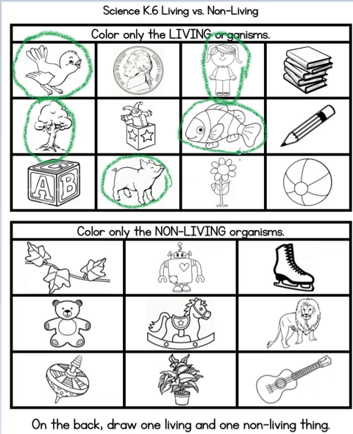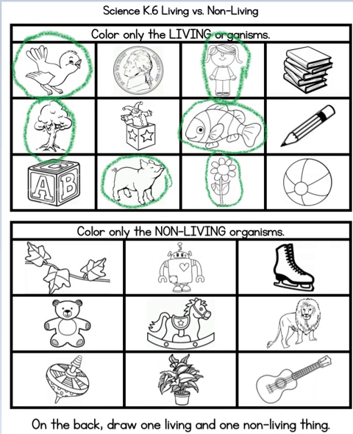Then we have a flower. A flower is a plant. Plants are living. We're going to circle that. And then a ball is a toy, and that is not living. So at the top, we have 1, 2, 3, 4, 5, 6 living things. We have a bird, a girl, a tree, a fish, a pig, and a flower.